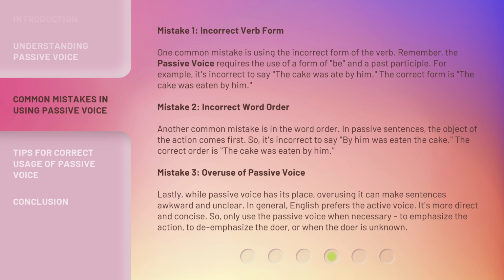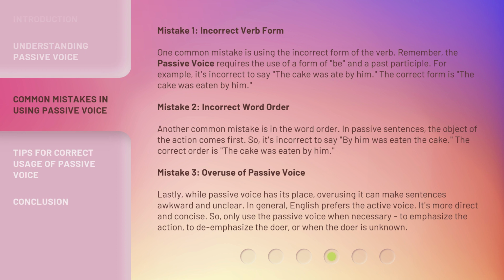Mistake 2. Incorrect word order. Another common mistake is in the word order. In passive sentences, the object of the action comes first. So, it's incorrect to say, "By him was eaten the cake." The correct order is, "The cake was eaten by him."